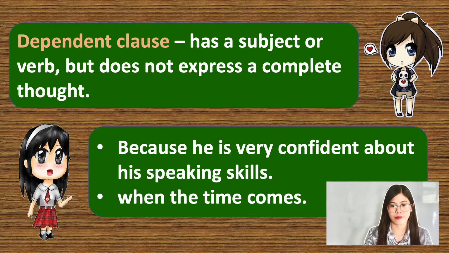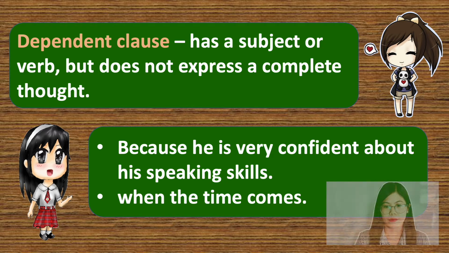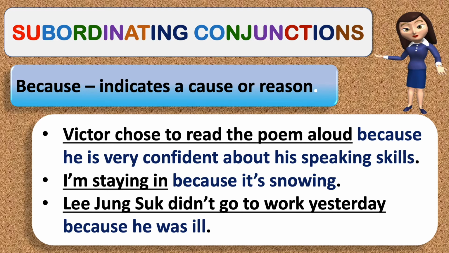Although we have the subject he and the verb comes, it doesn't express a complete thought because we don't know what he will do when the time comes. Is he going to study abroad? Is he going to have a vacation somewhere? So since we already know the difference between an independent and dependent clause, let's have examples of subordinating conjunctions.